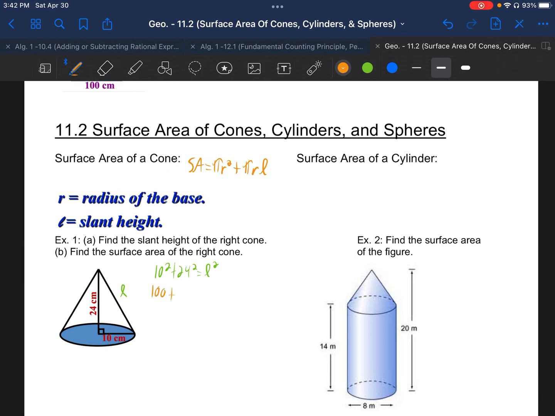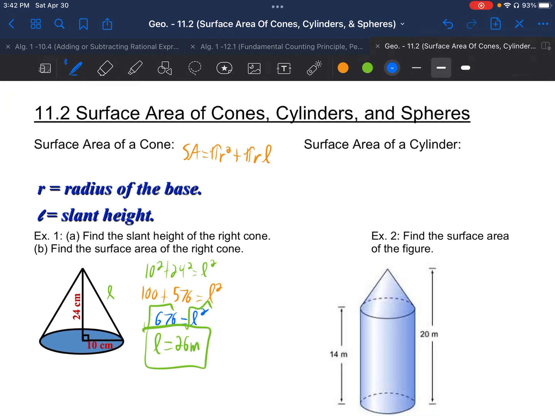That gives us 100 plus 576 is our slant height squared. 676 is equal to L squared. Square root both sides, and our slant height is 26 centimeters. So that's one of our answers. Now we have to use that to find the surface area. So let's go ahead and plug everything into our formula since we know all of it.